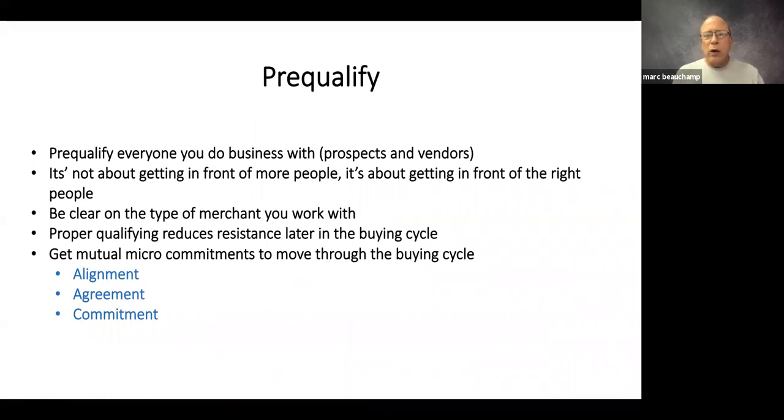So when I talk about qualifying, it's really critical that in my mind you qualify everyone that you do business with. So it's not just prospects, but it could be vendors, it could be potential salespeople, it could be anyone that you are dealing business with, because you've got a finite amount of time. And what we want to do is spend that time with the most productive individual client or potential client that's going to yield the most benefit to you, and also a client that you know you're able to serve very, very well.